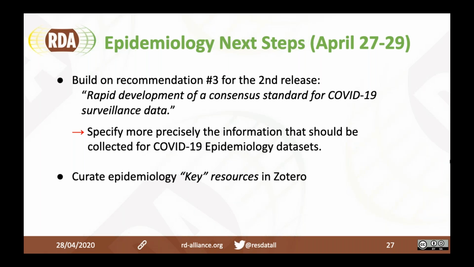So for the second release, we will carry over the entirety of the first release document, and in addition, for this second release, we're going to focus on building out recommendation number 3, which the short version was rapid development of a consensus standard for surveillance data. So what we're going to do now is look more specifically at the information or data elements that should be collected for COVID-19 epidemiology data sets. And I hope that we're going to have the time to better curate the epidemiology key resources in Zotero. Next slide, please.